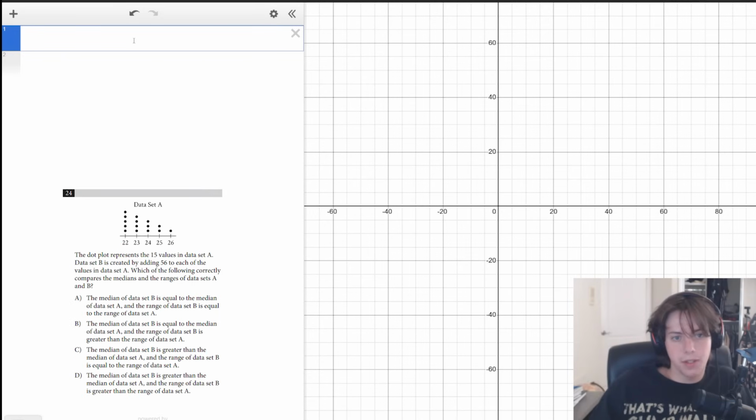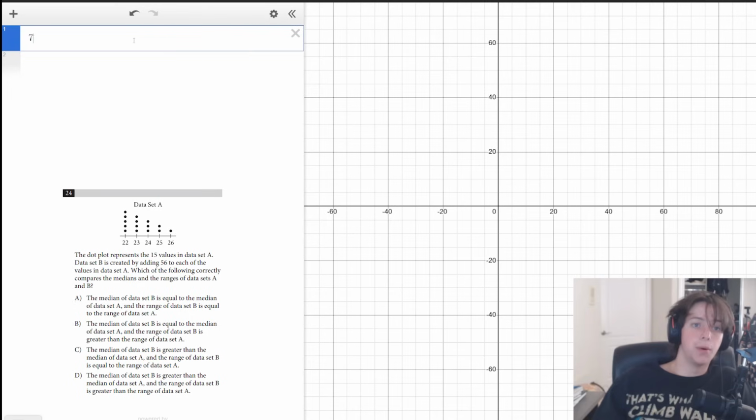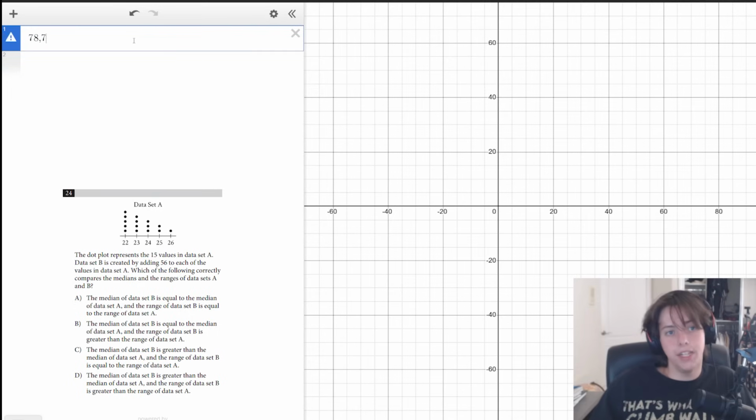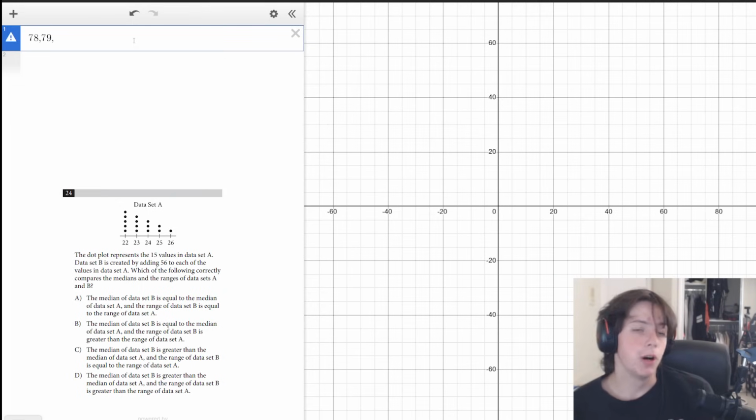The dot plot represents the 15 values in dataset A. Dataset B is created by adding 56 to each of the values in dataset A. Which of the following correctly compares the medians and the ranges of datasets A and B? So instead of 22, we're going to add 56. So now we're going to get 78. So instead of 22, 23, 24, 25, 26, we're going to get 78, 79, 80, 81, and 82.